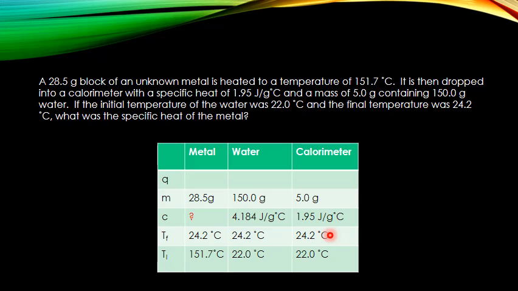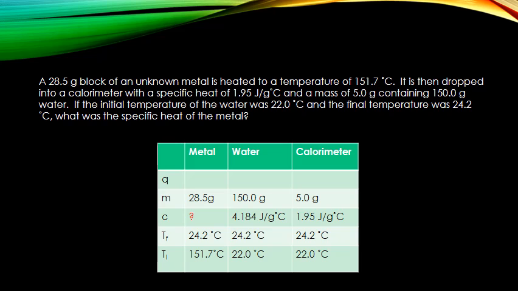What is the specific heat of the metal? Well, there's my unknown. That's what I'm looking for. So I look at this chart and I'm going, okay, well, with my metal, I've got two unknowns, so I can't really do anything there at all. But look, with water and calorimeter, I've only got one unknown, and that's Q. So I can calculate the Q for the water and calorimeter because I've got all the information necessary to do that. I just need to plug in numbers.